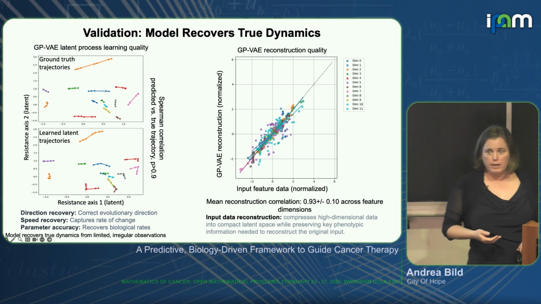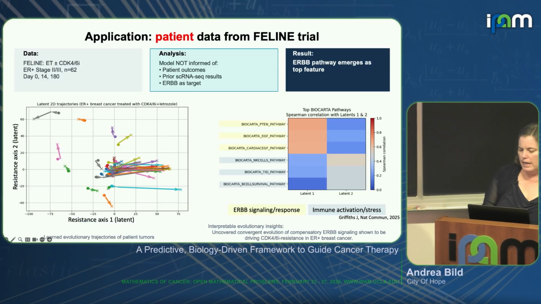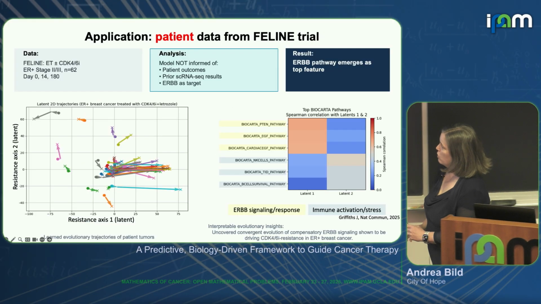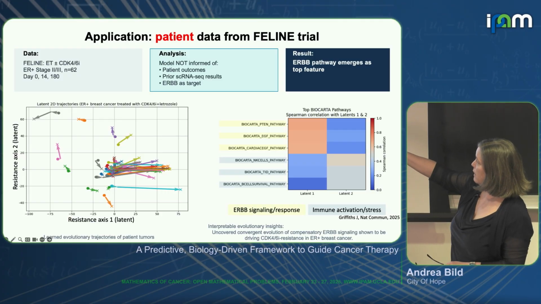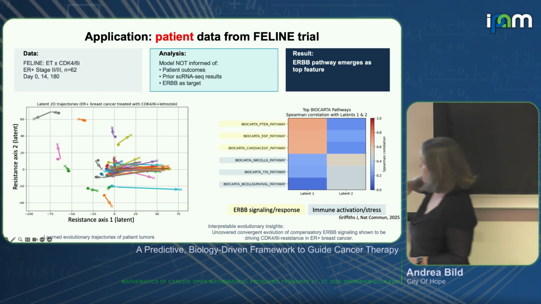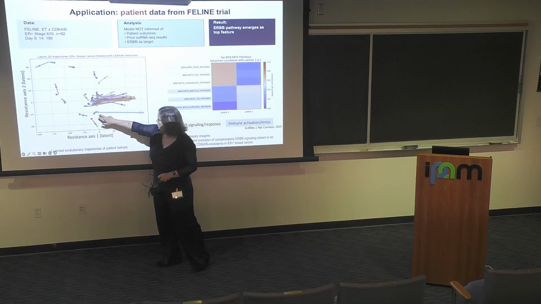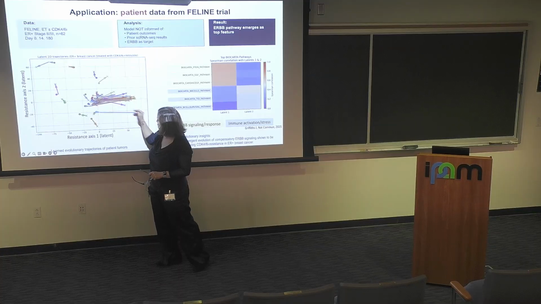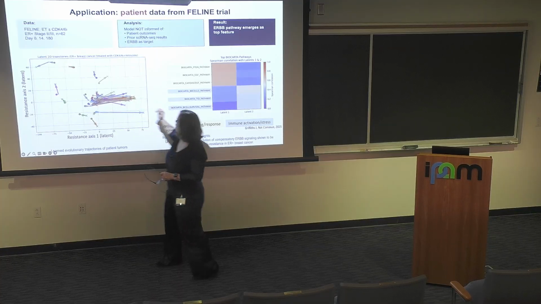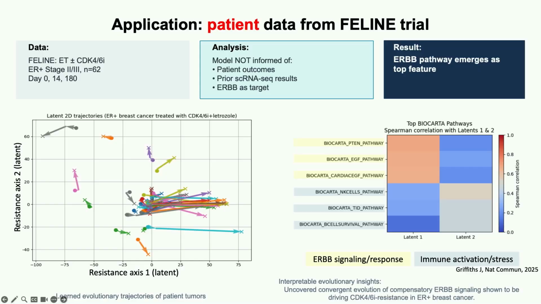This is based, again, on the feline data. The previous one was synthetic data, and that's shown here. So for this analysis, we took the feline data across the 3 time points, and each patient is a different color, and this just shows the direction of the latent feature. And this analysis, I just have to say, did not include ERBB as a target or prior results or patient outcomes. So it just shows the representation of the data. You can see here that a lot of the patients are going to the right, and this is the first latent space of the model.